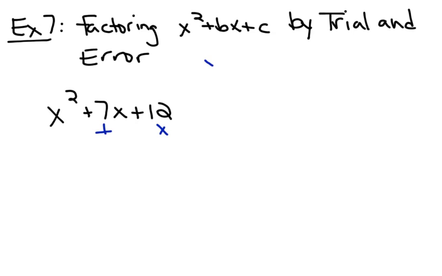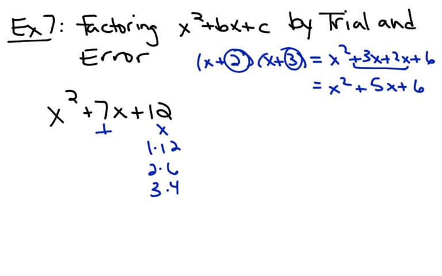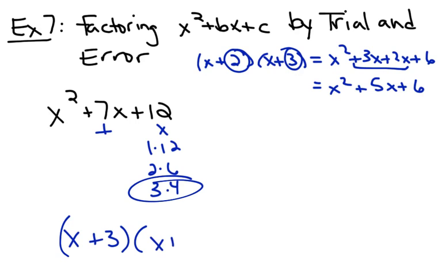The reason that happens is if you think about this example, x plus 2, x plus 3. When I multiply this out using FOIL, I'm going to get x squared plus 3x plus 2x plus 6. The middle terms are my like terms, so I get x squared plus 5x plus 6. So I want you to notice the last term is the product of 2 and 3. The middle term is the sum of 2 and 3. And it's very unique that that happens. So if you think about all the pairs of numbers that multiply to give you 12, only one of those pairs adds to give you 7. So the answer must be x plus 3, x plus 4.